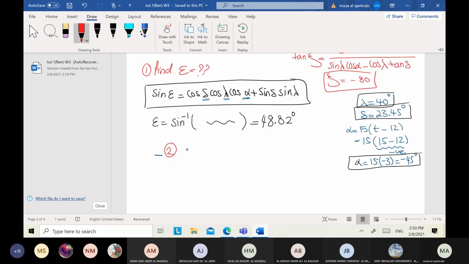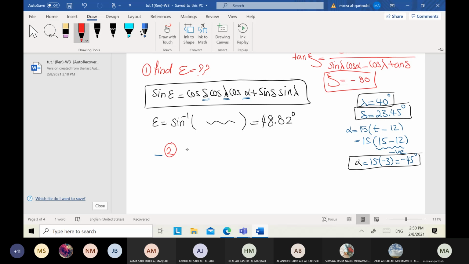Okay, so substitute depending on the given rule. Sine zeta equals, in the numerator, cosine delta times sine alpha, over cosine of epsilon. Substitute delta 23.45, alpha minus 45, over cosine of epsilon, where epsilon is 48.82. Find zeta. The answer is minus 80.14, so about minus 80.